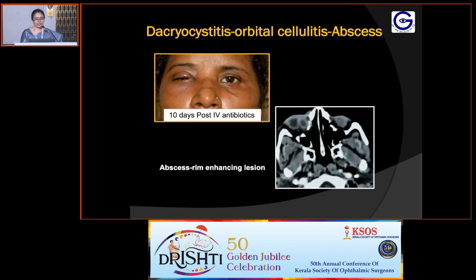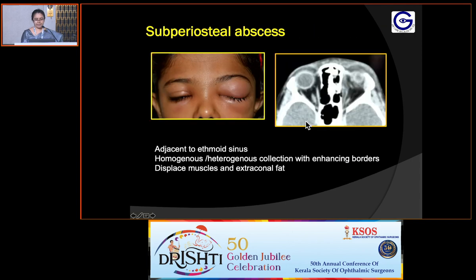So this is a case of dacryocystitis with orbital cellulitis and later on abscess. This is the ring enhancing sign in CT scan. Coming to subperiosteal abscess, most of the time in pediatrics, they present just with lid edema. Always ask the history of fever. So this child actually presented to our casualty in the morning with the lid edema. The doctor treated it as allergy and in the afternoon she presented like this. So she had subperiosteal abscess.